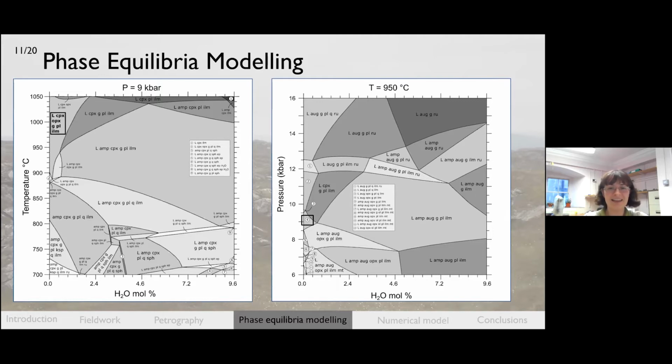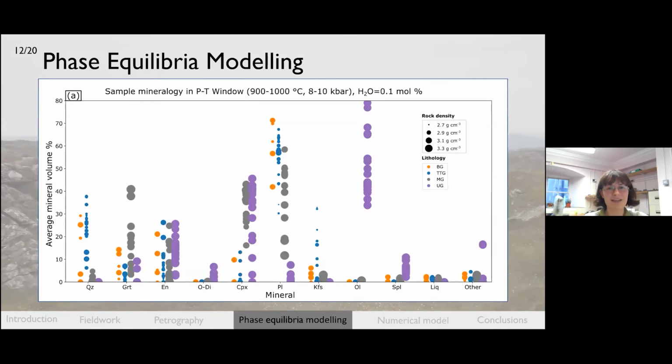As I said, we then carried out further phase equilibria modelling on the rest of our samples to work out their mineralogy and their density at these peak conditions. And the results of that modelling are summarised here. This figure shows the minerals that are stable at peak pressure temperature conditions for each sample, coloured by lithology.